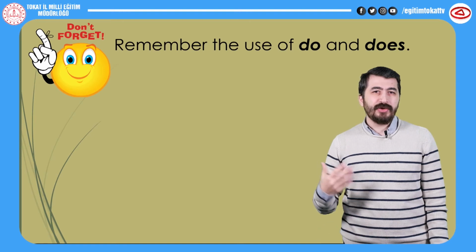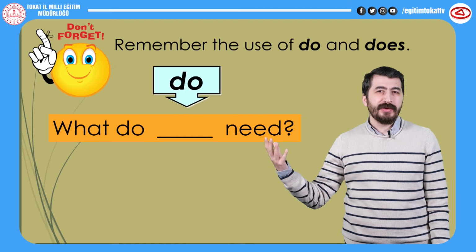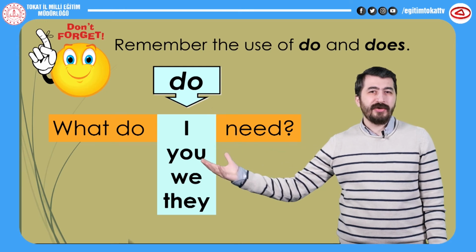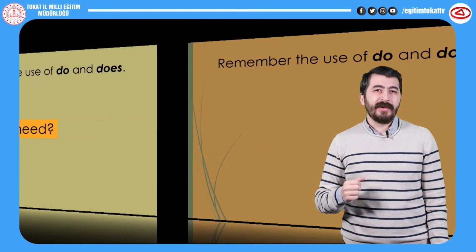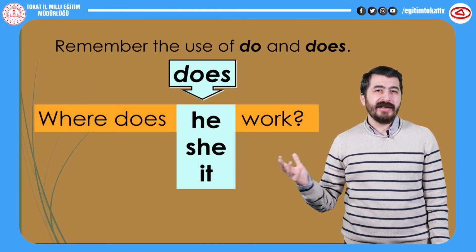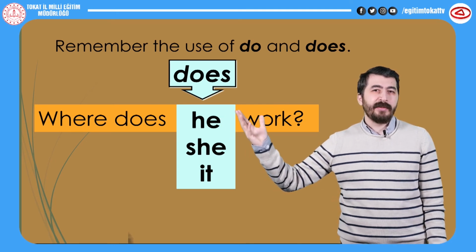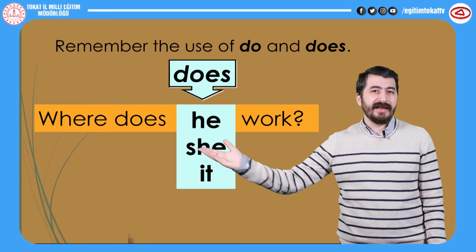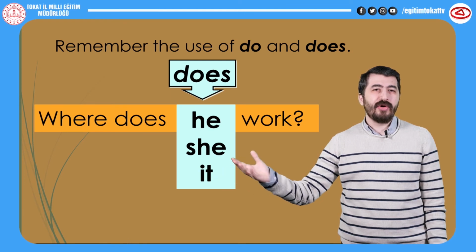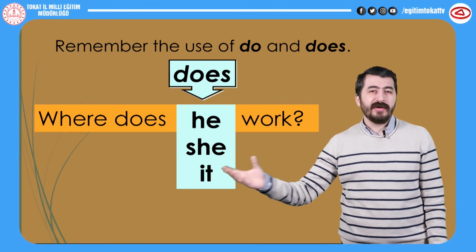Now, remember to use do and does where we use what do you. Okay, we use do for I, you, we, and they. And what about does? He, she, and it. Also, we can use names. John, Jack, Mehmet, and also Sally for she. Okay, Ayşe. Okay, for it we can use objects or animals or some plants. Okay, the dog or the table.